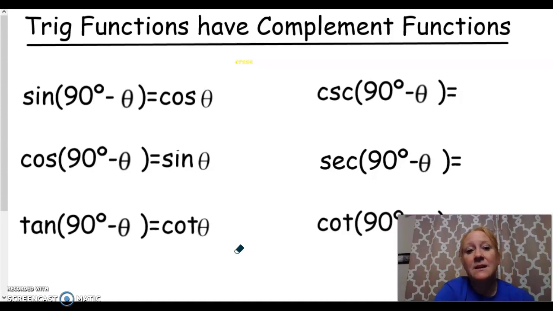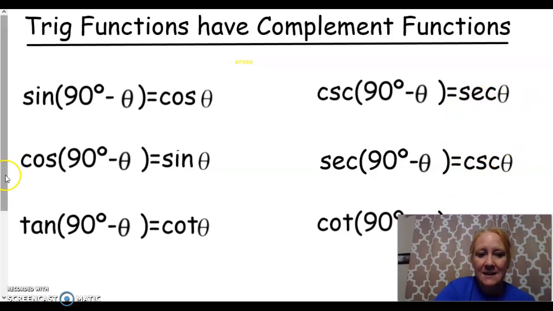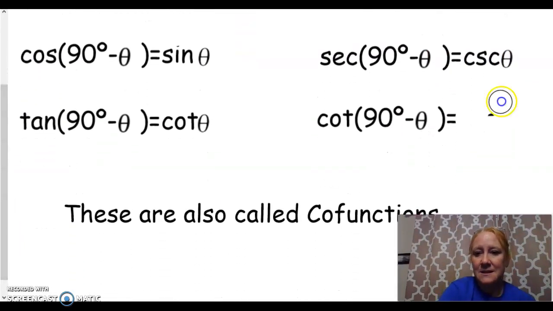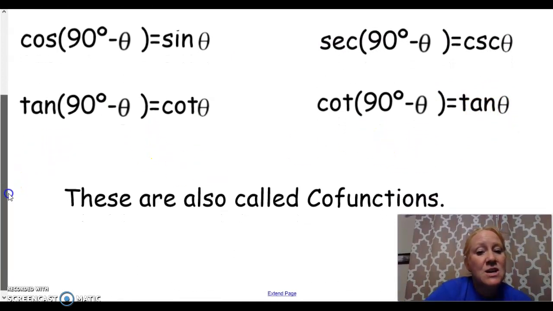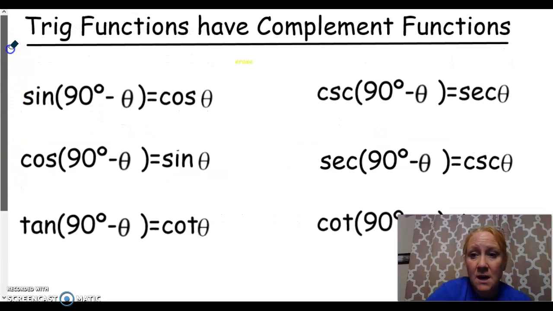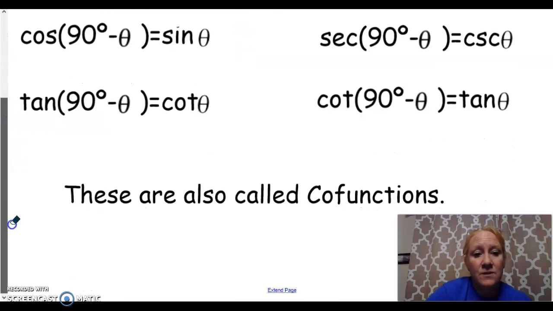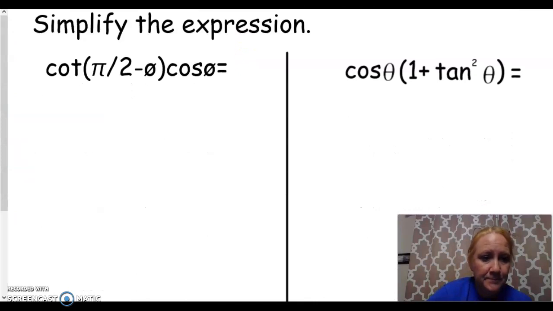Okay, cosecant, well, if sine of 90 minus theta moved to cosine, I bet secant, cosecant, and then what do you think the tangent's going to do? Tangent. Okay. These are also called cofunctions. So complement functions, cofunctions. Okay, we're going to want to remember that. I don't like how it's typed, but you do the best you can. When we had 90 minus, that's the same as pi over 2.